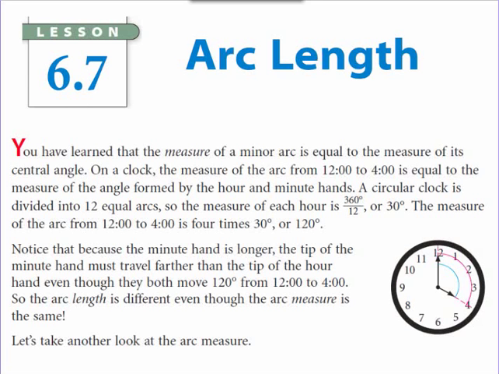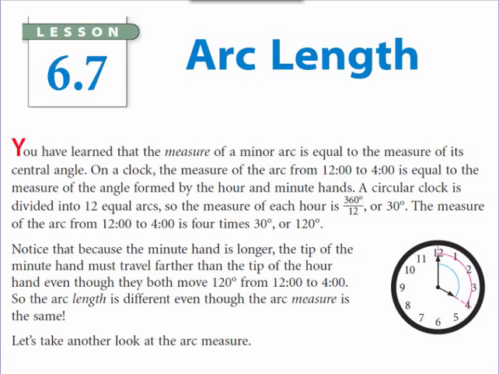Today, if you notice, this is an excerpt of your book, so we're just going to read through it and talk a little bit about what it means. You have learned that the measure of a minor arc is equal to the measure of its central angle. On a clock, the measure of the arc from 12 to 4 is equal to the measure of the angle formed by the hour and minute hands. A circular clock is divided into 12 equal arcs. So the measure of each hour is 360 degrees divided by 12, or 30 degrees.